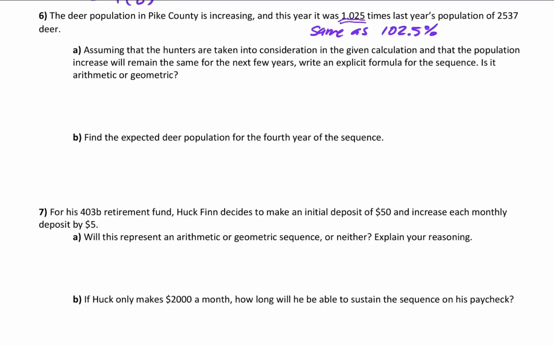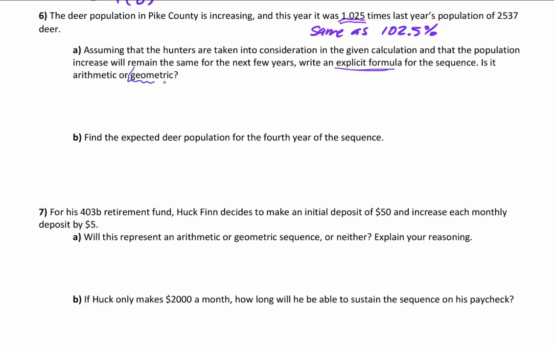So part A says, assuming that the hunters are taken into consideration in the given calculation and that the population increase will remain the same for the next few years, can we write the explicit formula for the sequence? Is this arithmetic or is it geometric?